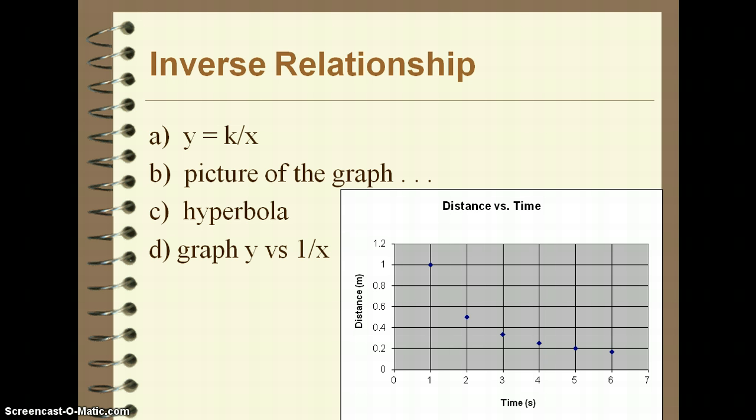If we want to straighten this graph, we just graph y versus inverse x. So again, we don't touch the y-axis, we only change or manipulate the x-axis in order to see this relationship. And I'll show you some examples in a minute.